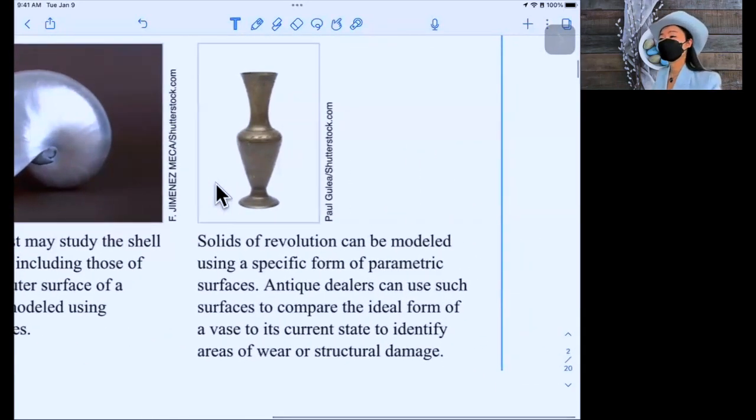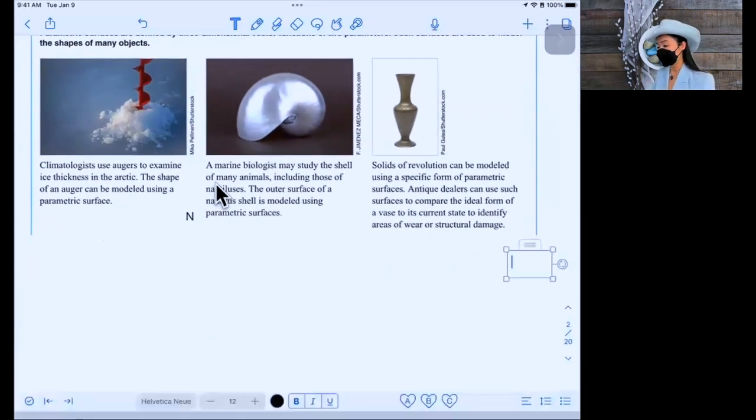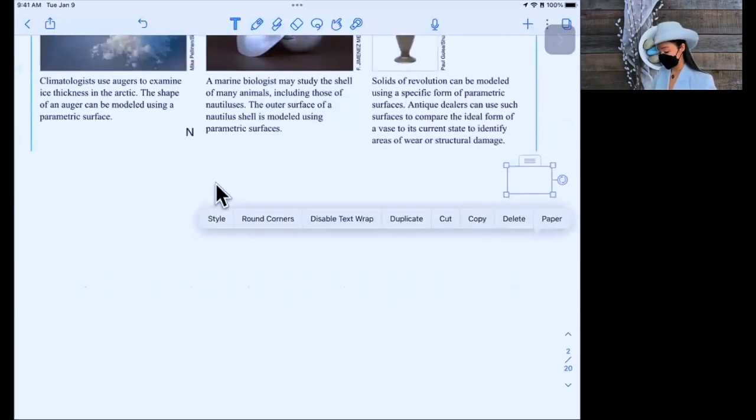Okay, the last one over here. Who wants to do that? Okay, Melanie, go ahead. The shape of a vase can be modeled using a specific form of parametric surface. Antique dealers can use such surfaces to compare the ideal form of a vase to its current state to identify areas of wear and structural damage. Perfect. Good job. So you see some examples of parametric surfaces, right?